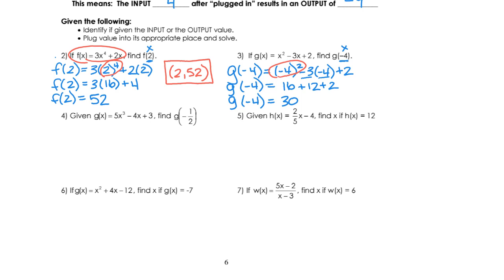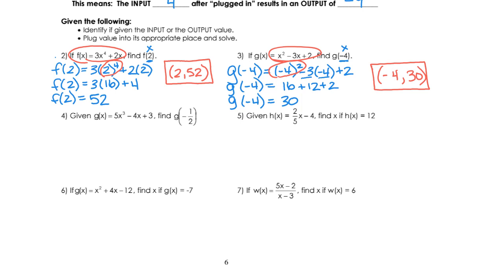g of negative 4 is equal to 30, meaning that if we were to graph this equation, which is a parabola or a quadratic, on that parabola would be the point (negative 4, 30). If you went to your table in your calculator, that point would be there. Okay? All right. Number 4, given g of x equals 5x cubed minus 4x plus 3, find g of negative 1/2.